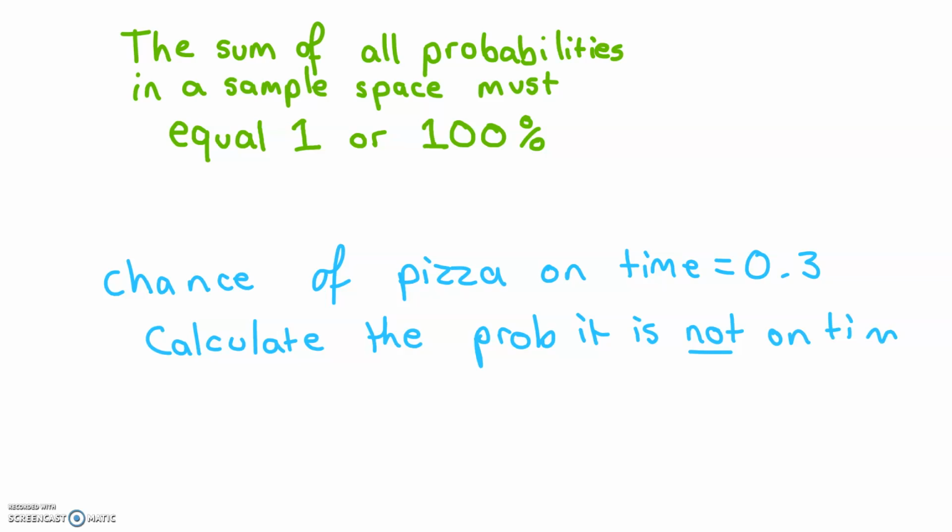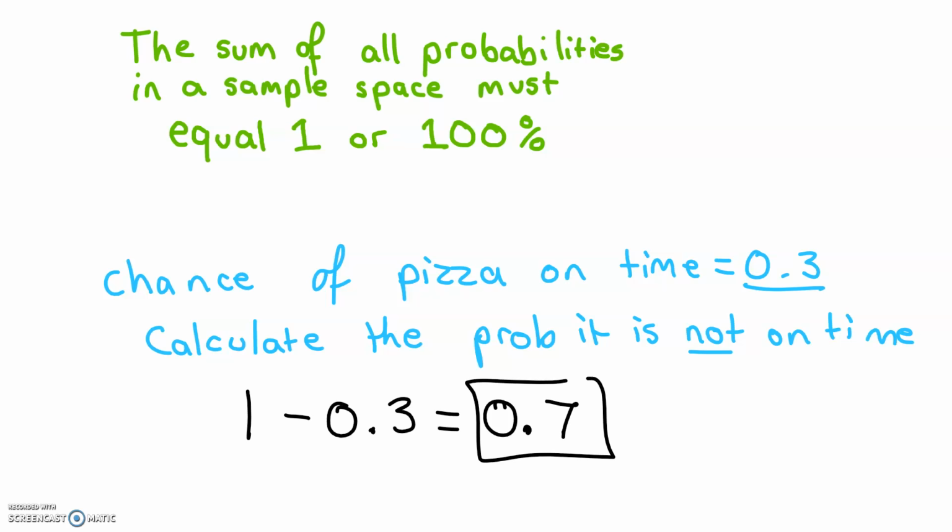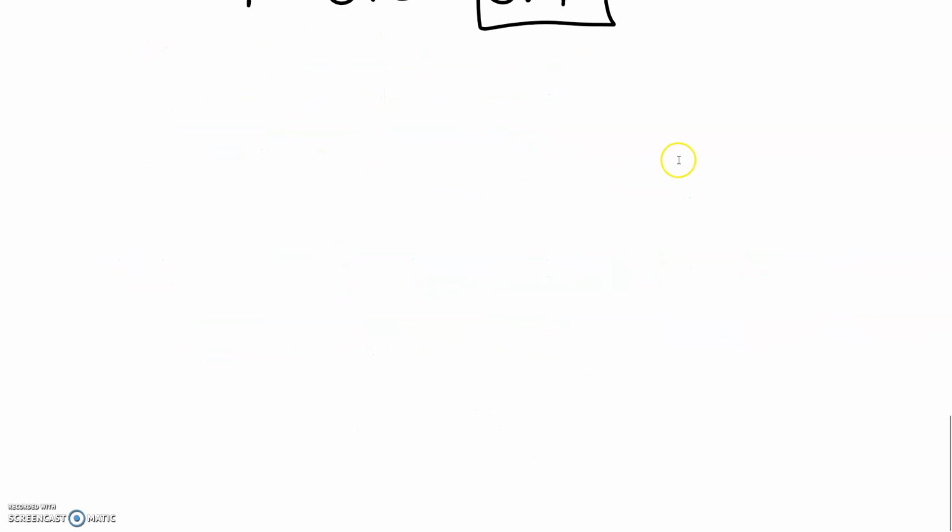And here's where our little fact up here is going to come in really handy, because there's only two things that could happen. The pizza's on time or it's not on time. So if the chance of it being on time is 0.3 and it needs to add up to 1, we can just say, okay, well, 1 take away 0.3 would be a 0.7 chance of the pizza not being on time. It's your only other possible outcome. That one's pretty straightforward. Let's try a slightly trickier one.